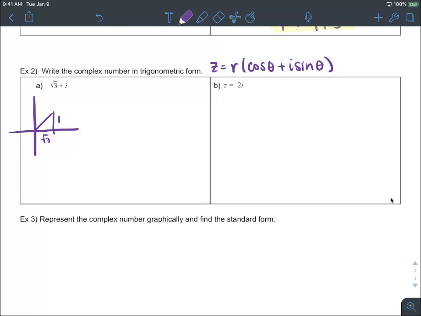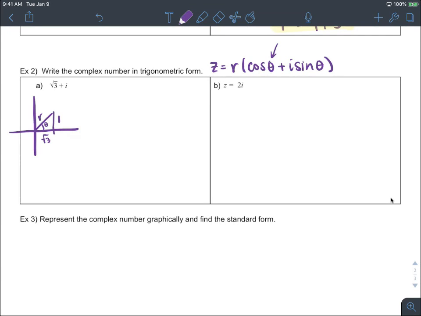Okay. So I need to figure out what my angle is, because I need the angle for my trig form. And the other thing I need is my radius, or my modulus. How long is it from the center to the end, the initial point to the terminal point of the vector.